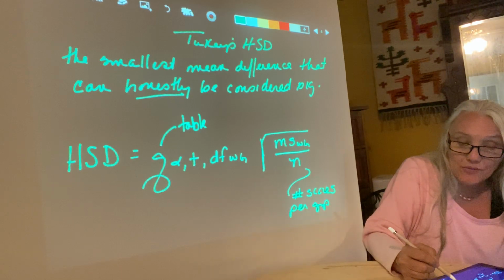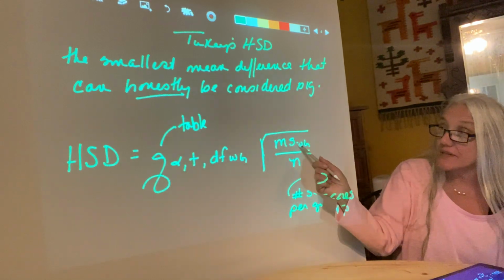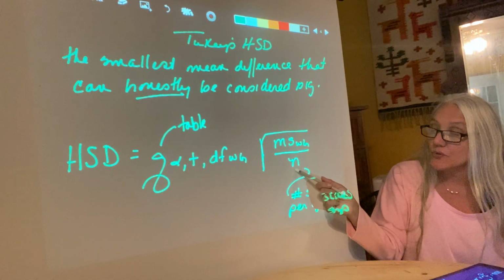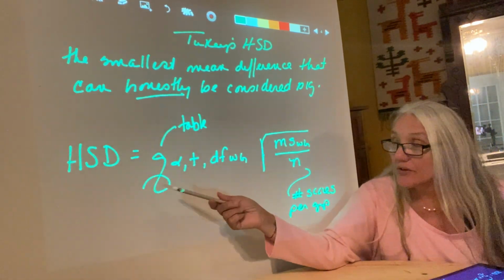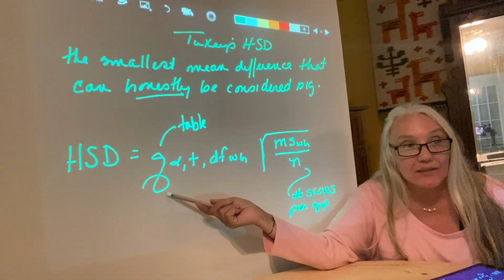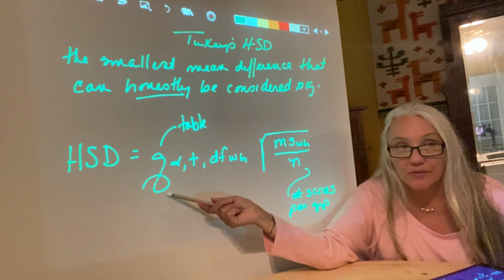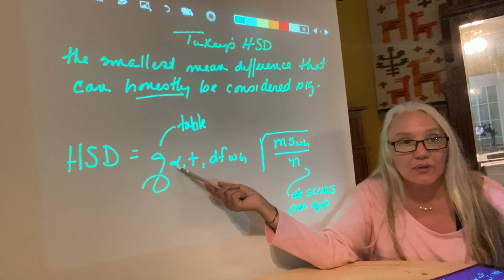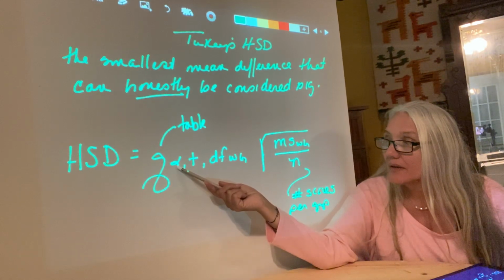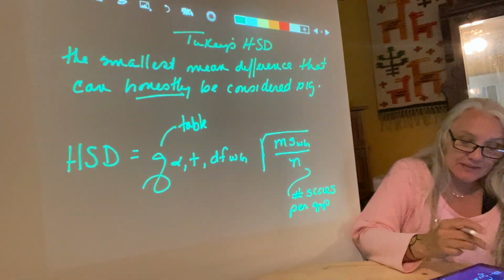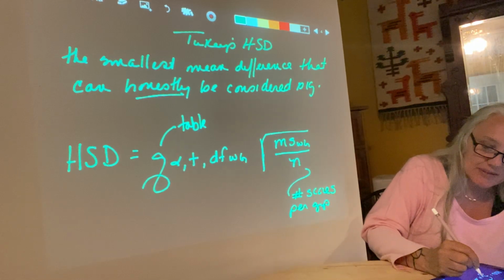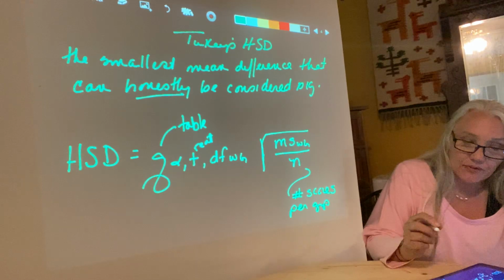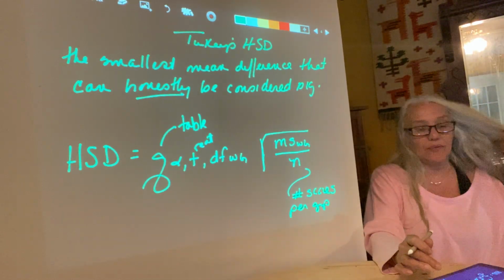This is the mean square within group that we got from our ANOVA summary table. This is the number of scores in each group. This value we're going to get out of a table, like we get T critical and Z critical. It's a critical value, and we're going to look it up on alpha. Your table only has alpha 0.05. On the number of treatments, I think we'll call this K, and degrees of freedom within groups. So let's look at our Q table.